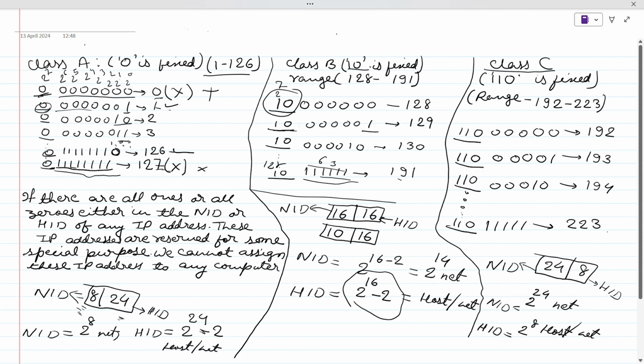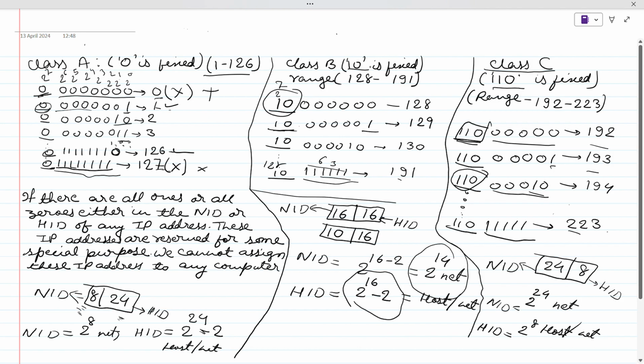So 2 to the power 16 minus 2 hosts, and we are saying that 2 to the power 14 is the total network for class B. And for class C, this 110 is fixed. So keeping 110 as fixed, and the rest 5 digits as 0, you will get 192. Then the last digit as 1, 193. Keeping this 110 as fixed, 0 0 1 0, this is 2, so 192 plus 2, 194. In this way, if you put all the HID portion as 1, you will get 223.